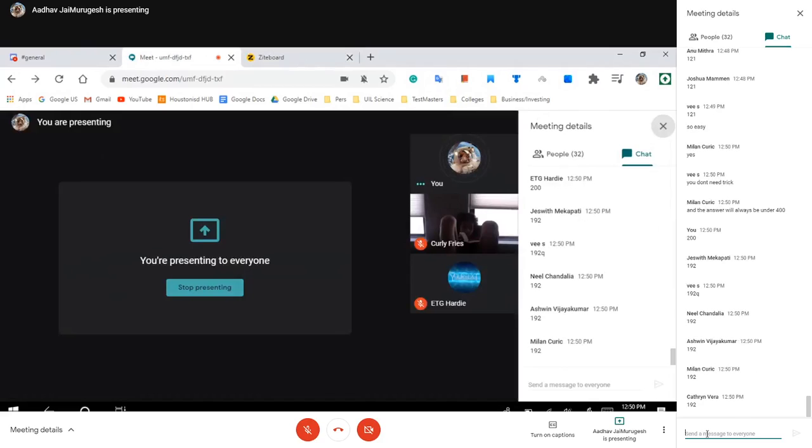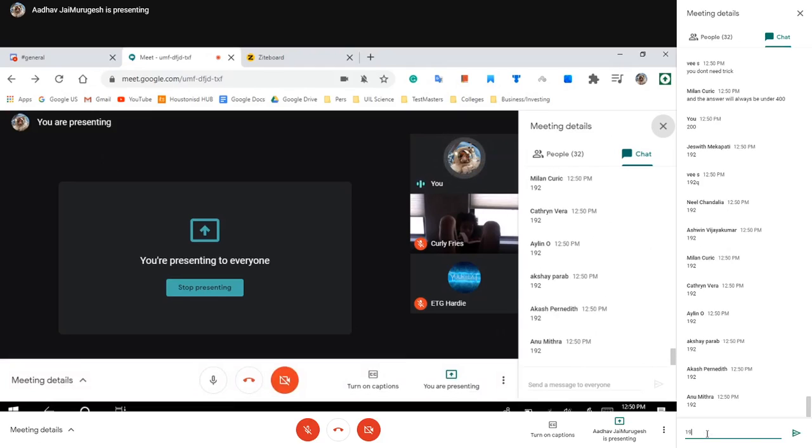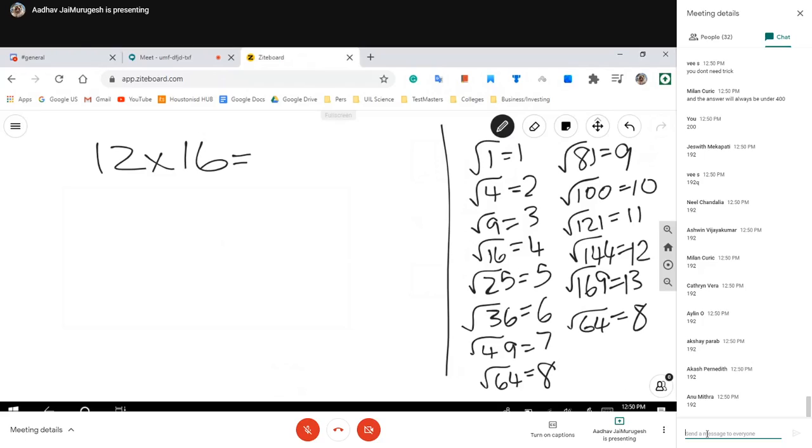Okay, 132, 192, really good so far. That is good. I think everyone got this correct. The answer is indeed 192. But we're going to look at how to really solve this.